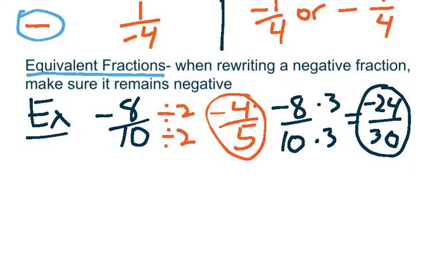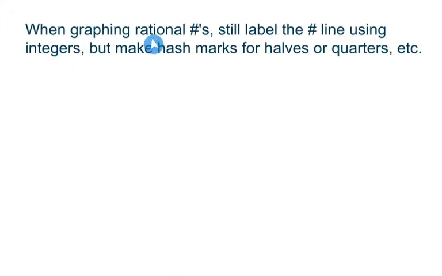All right, now when we're graphing rational numbers, we still want to use integers on our number line. Now when we graph rational numbers, we still label the number line using integers like I said, but we can make hash marks for the halves or for the quarters or etc., whatever the denominator is out of.